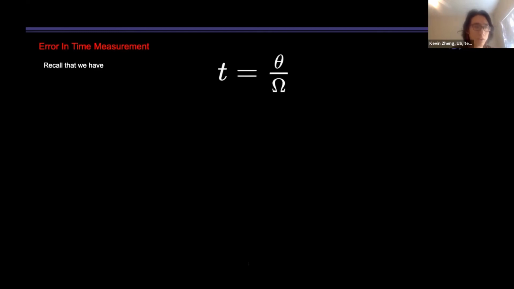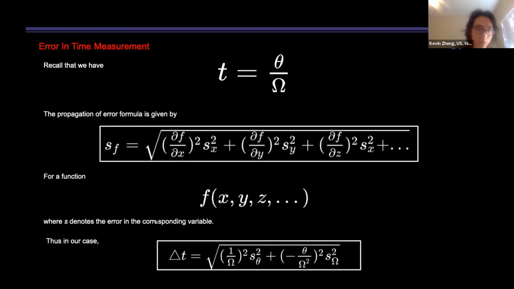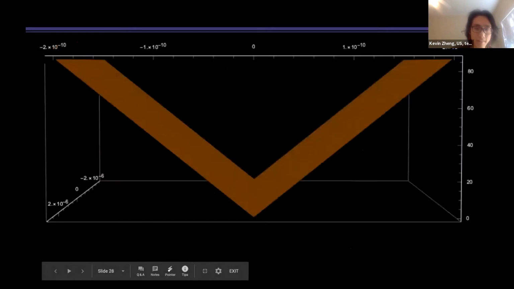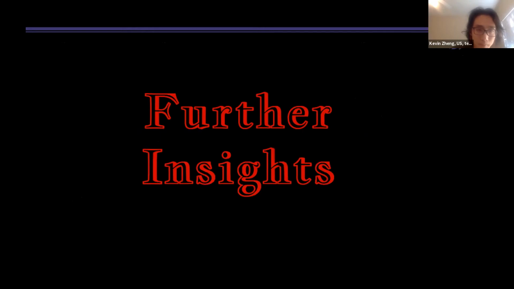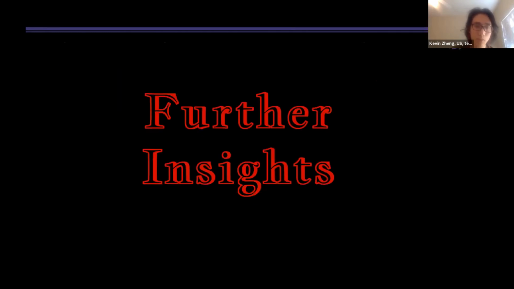So we use these two errors to calculate the time measurement error. And using the propagation of error formula, we have derived the formula for our error of time measurement, which is given by this formula. So we plot the function, and we found that it is more related to the error of the angular velocity. So by calculation, the error in 1 year is no bigger than 80 seconds, which is quite small.